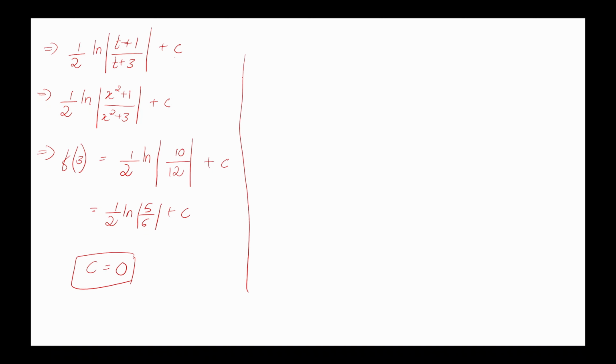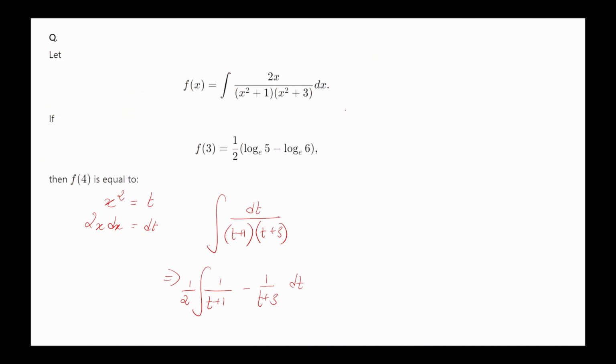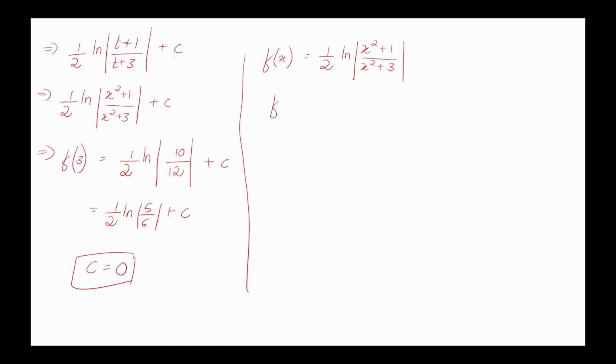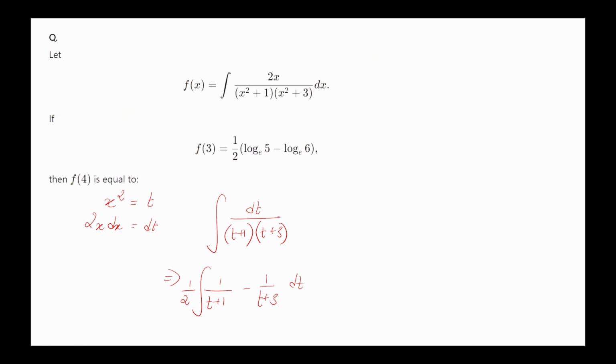So our final function f of x that we've gotten is half of ln of (x square + 1) upon (x square + 3). This is what our final function is, right? Now from this final function, we need to find out the value of f of 4. So simply we'll put x as 4 in our equation. We would get half of ln of 17 upon 19. This becomes our answer. So this is how you can solve questions which are related to partial fraction.